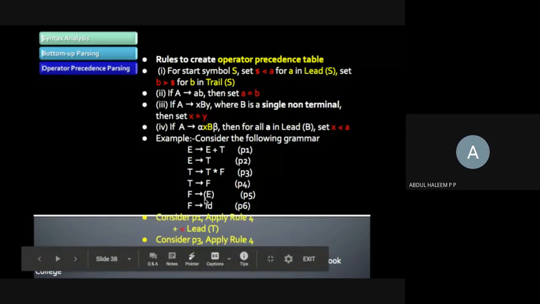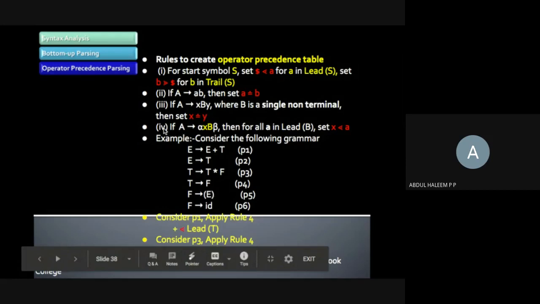Now see here: F derives (E). X is the left bracket, B is E, and Y is the closing bracket. In such a case, X equals Y. So we can say the opening bracket and closing bracket are of equal precedence.